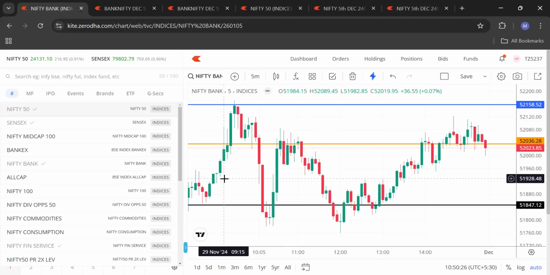What did we do? We just drew the levels, upper level, lower level. Now here the upper level will be first candle high plus 0.2611%, that is 52089.45 plus 0.2611%, that is 52225. That will be much above. And similarly the lower line will be first candle low minus 0.2611%, that is 51982.85 minus 0.2611%, that is 51847. You can see the black line down, and then add these two, divided by 2, that will be the center line.